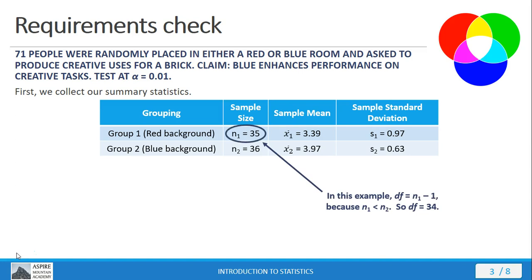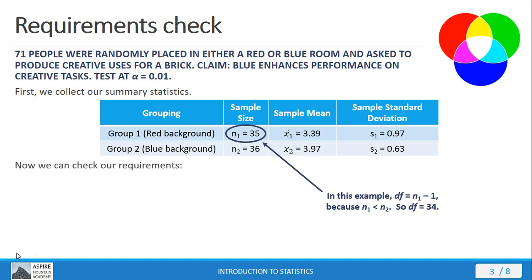Now, notice in this example, the red room has the lower sample size, and so that's what we're going to use for determining the degrees of freedom for our Student's t distribution. So n1 minus 1 is going to be 34. We take 1 from that lower sample size. And that's the typical convention that we use when we've got two samples of differing sizes.